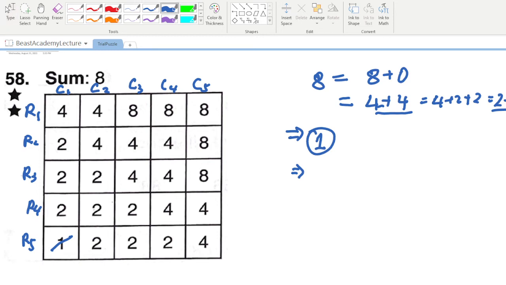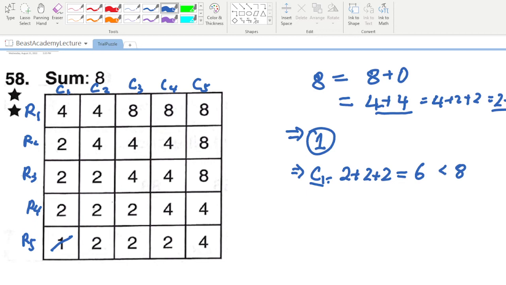So for the second step you can think about column 1. If we use all of the 2's, how many 2's do we have on column 1? 3 twos. Let's add all of the 3 twos. Equal what? 6. Is this less than 8? Yeah. What does this mean?